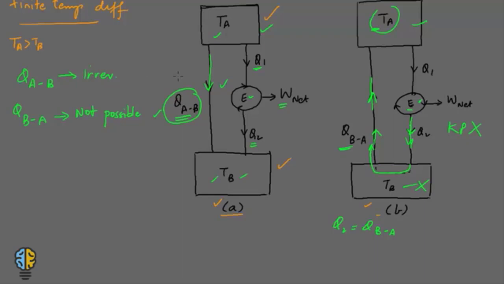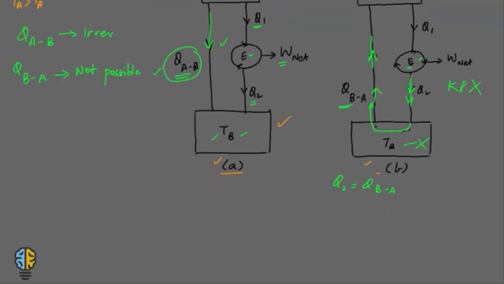If you summarize this demonstration, you would say that a heat transfer process approaches reversibility as the temperature difference between two bodies approaches 0. So you can say the heat transfer approaches reversibility as delta T approaches 0.